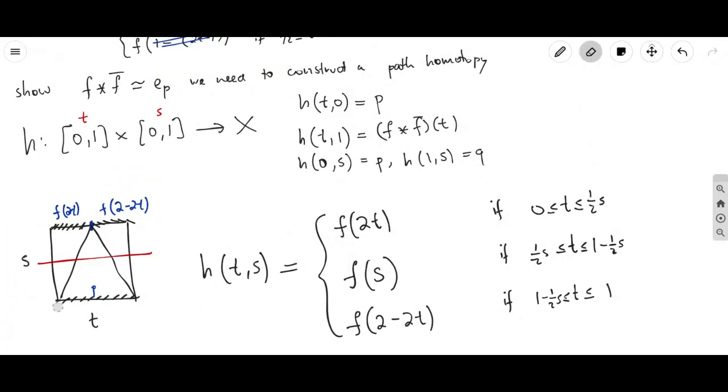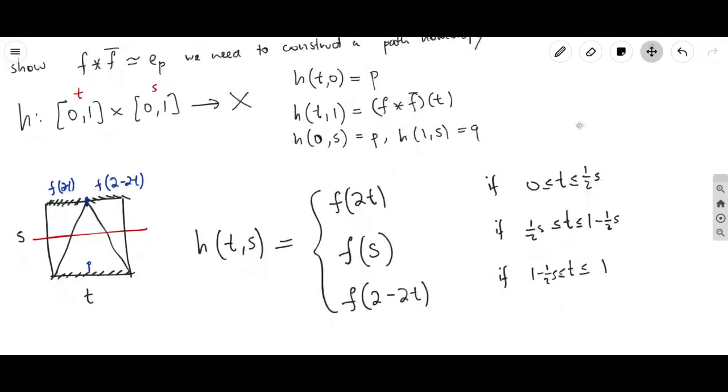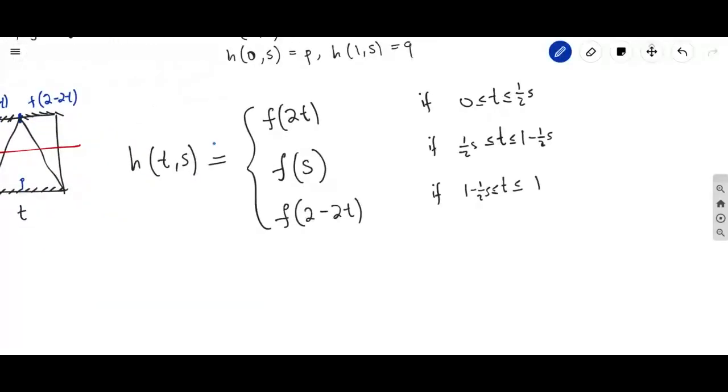If you set s is equal to 0, what happens if s is 0? So let's do that. S is 0. What do we get? Then we get f of 2t for t between 0 and 0. We get f of 0 for t between 0 and 1.